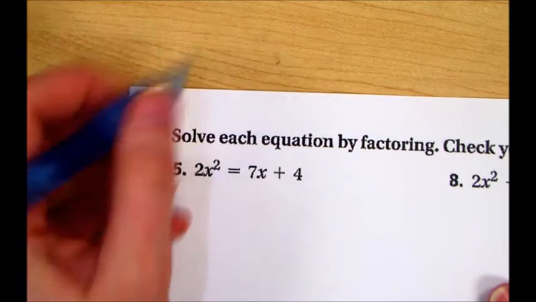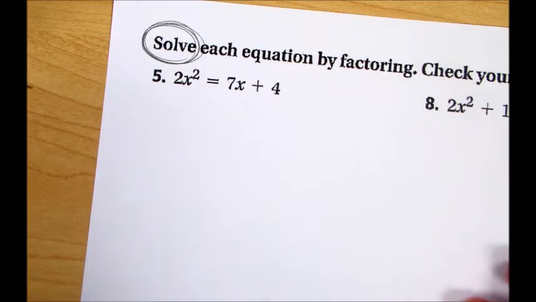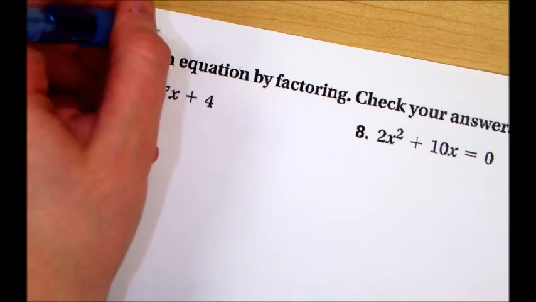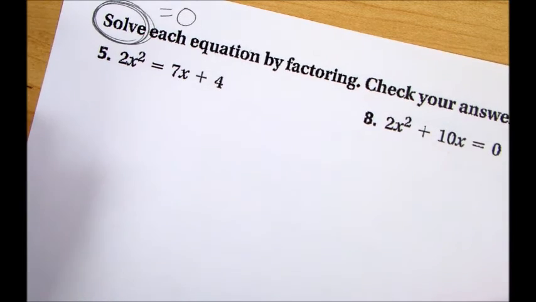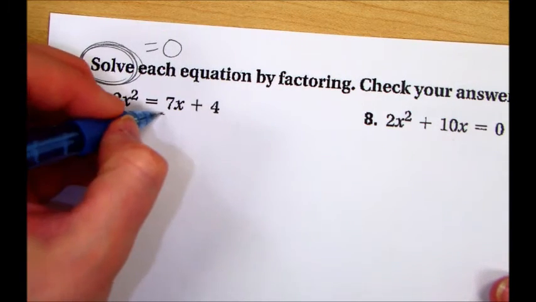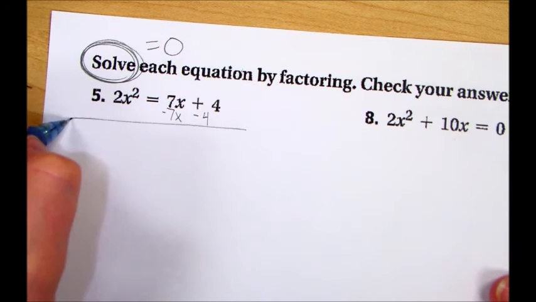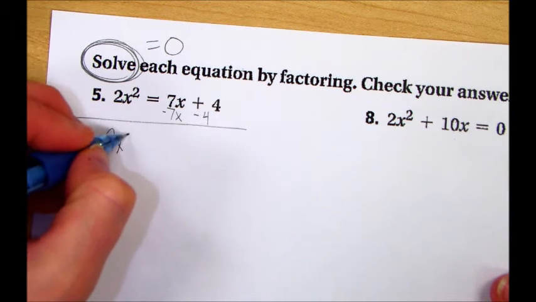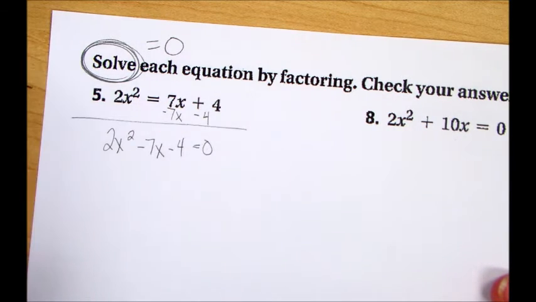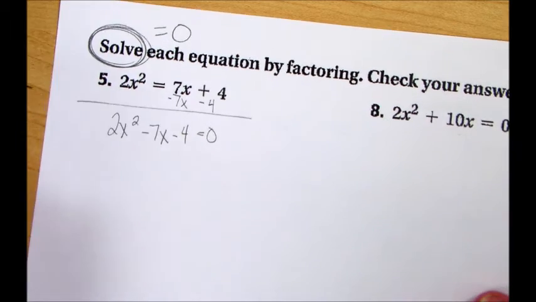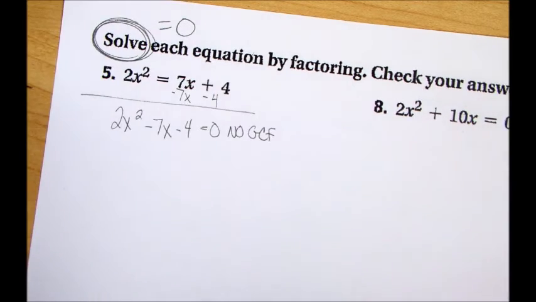On the back, it's important to notice that the directions have changed. They say solve now. I need you to make sure whenever the directions say solve, you set the problems equal to 0. So in number 5, the first step is, you see this, I need to move these two things to the other side. It has to be set equal to 0. 2x squared minus 7x minus 4 equals 0. And guess what? We're going to look for a GCF. Notice there is no GCF in this problem, so I move on.